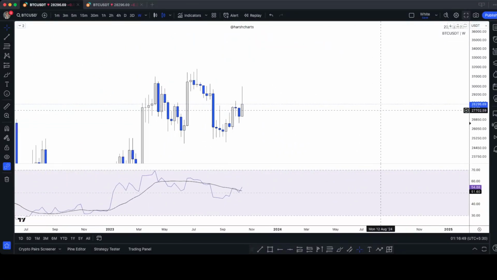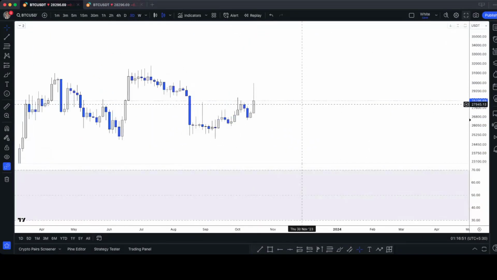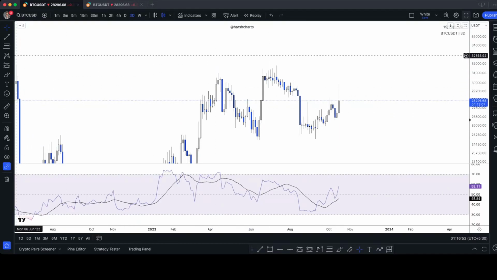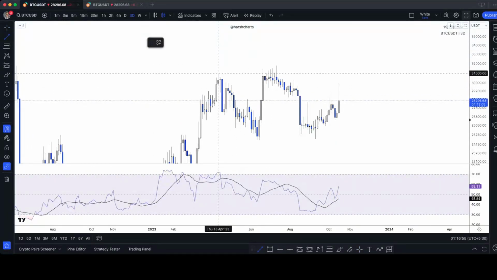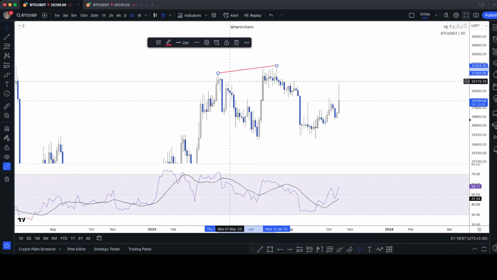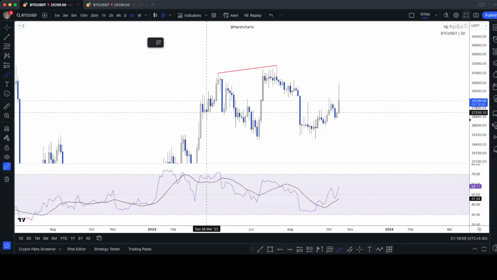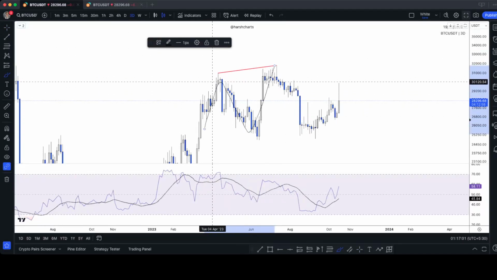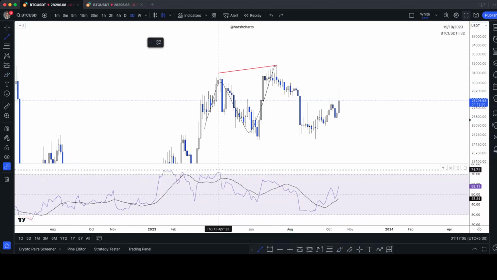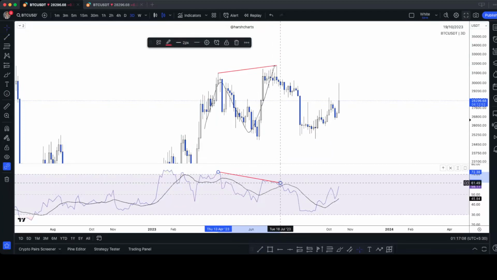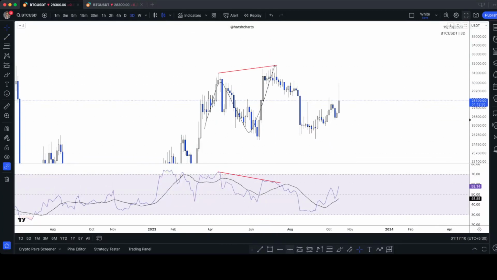We have one more. On the 3-day it might look better. You can see this is the swing high. It is making a higher high, right? But on the RSI, if I mark the same area, it is making lower highs. So again, it is a bearish divergence, and you can see the result after that.